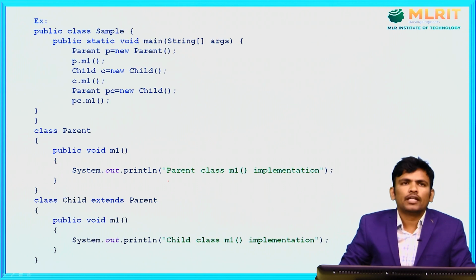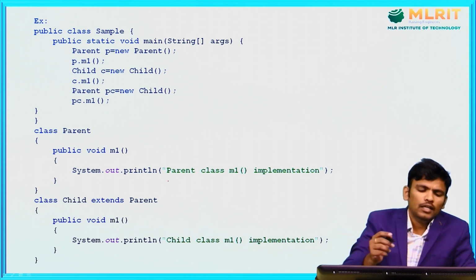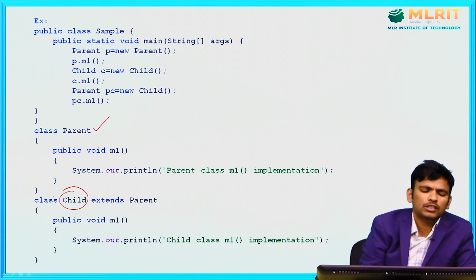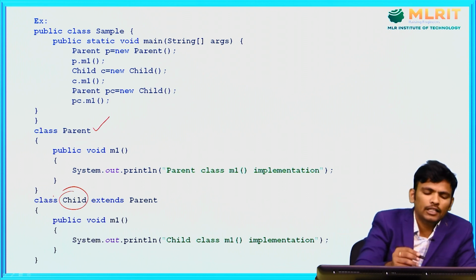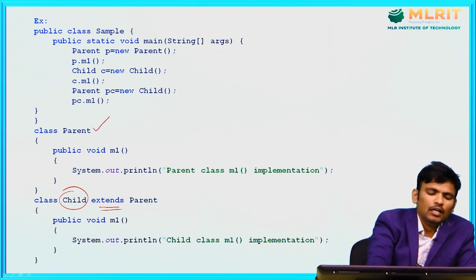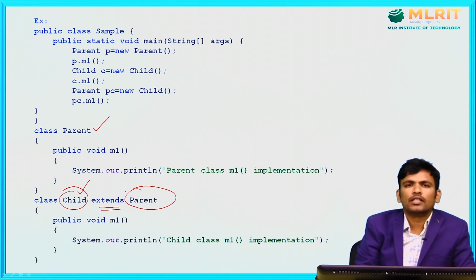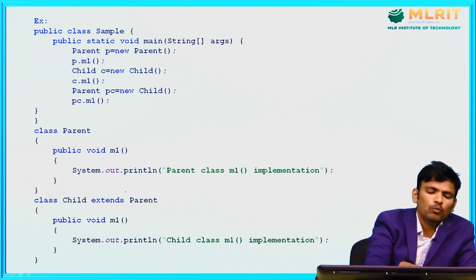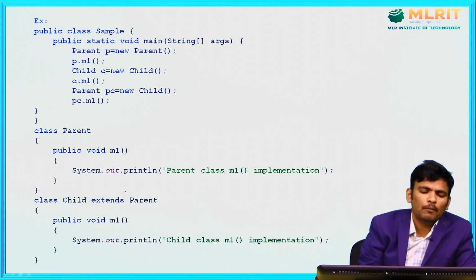Suppose you take an example. As I mentioned, rewriting the parent class method inside a child class is nothing but method overriding. See here, I have two classes: the class named Parent and the class named Child. These two classes are in a parent and child relation. You can see the extends keyword here, so this becomes the child class and that becomes the parent class. Now, as per method overriding, we need to rewrite the parent class method inside the child class.